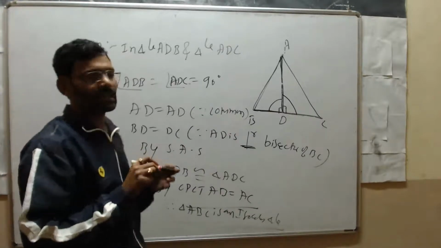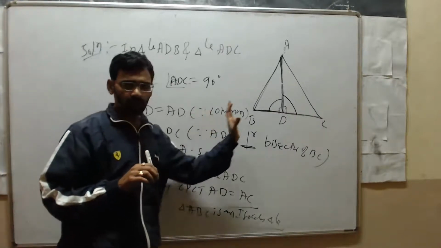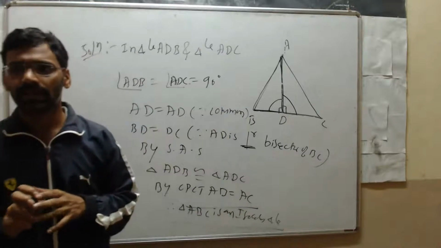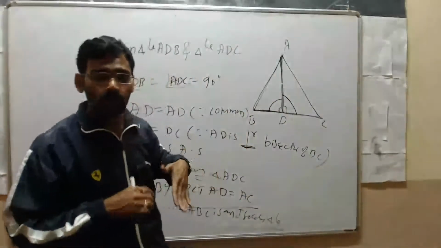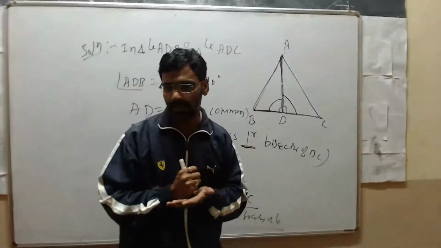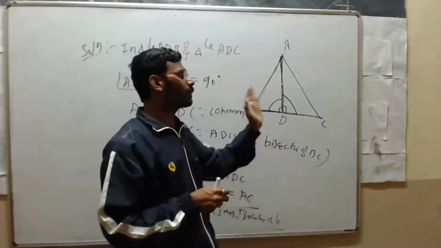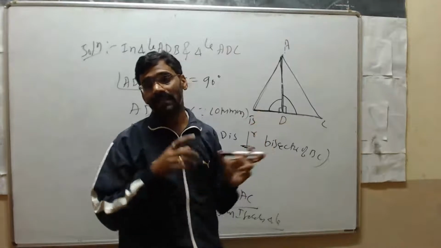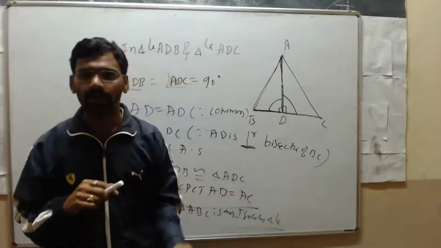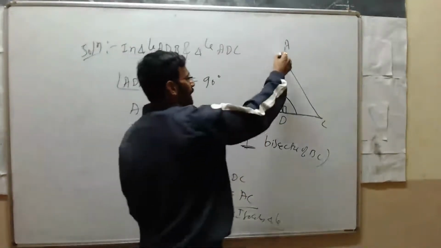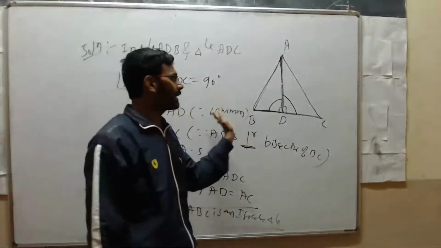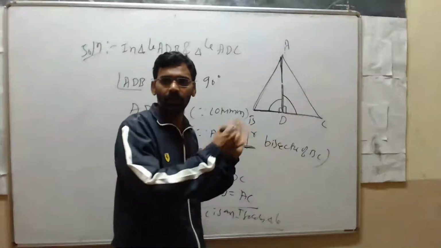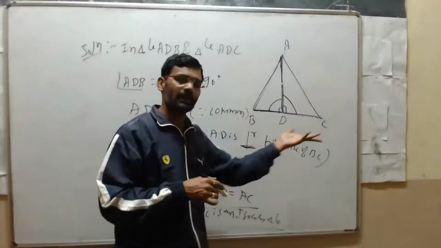In the triangle, if two sides are equal, it means it is an isosceles triangle. To prove ABC is an isosceles triangle, we have to prove AB equal to AC. AD is the perpendicular bisector of BC. First we prove triangle ADB is congruent to triangle ADC. If they are congruent, by CPCT AB equal to AC, and automatically ABC is an isosceles triangle.